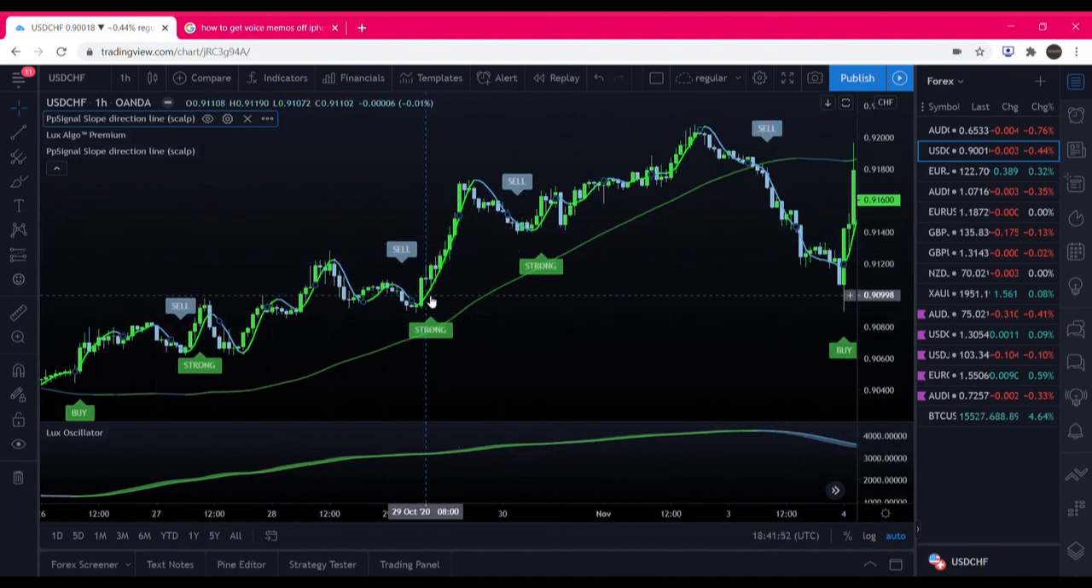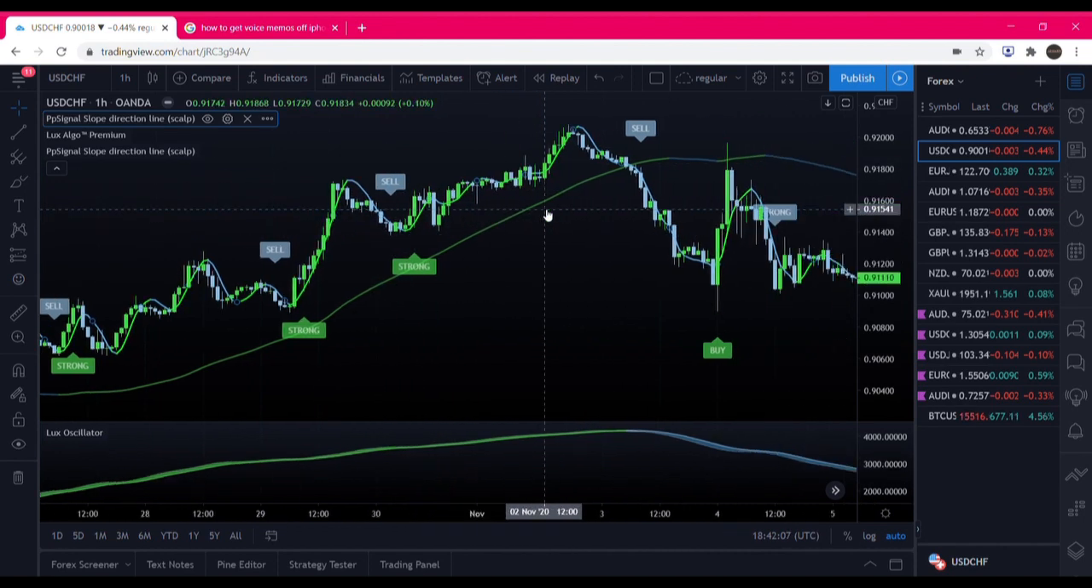Green means buy, blue means sell. It doesn't come like this, but I just like to have all my things color coded. It's kind of easier for me to read. With all these colors going around, it gets kind of packed and everything. But yeah, it's a pretty simple indicator, and it's pretty simple to understand.